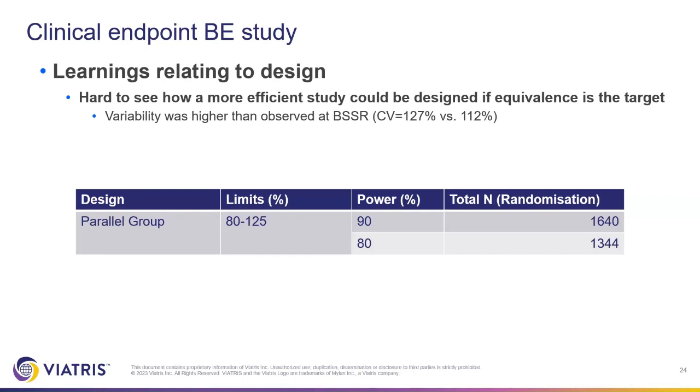What I didn't say was that the variability we observed when we looked at the whole data set from the study was even higher again than what we had observed at the blinded sample size review, which meant if you were looking at running this study again in the future, you would be looking to recruit even more subjects into the study than we had recruited, to have the appropriate levels of power.